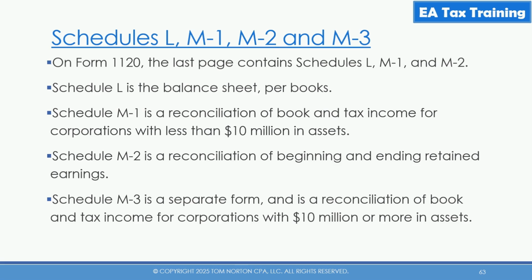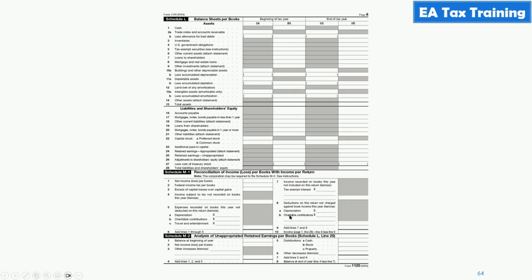Schedule M-1 is a reconciliation of book and tax income for corporations with less than $10 million in assets. Schedule M-2 is a reconciliation of beginning and ending retained earnings. And Schedule M-3 is, again, a separate form, and it is a more detailed reconciliation of book and tax income for corporations with $10 million or more in assets. So let's look at these schedules. Here's an overview. Again, you can see Schedule L and then M-1 and M-2.